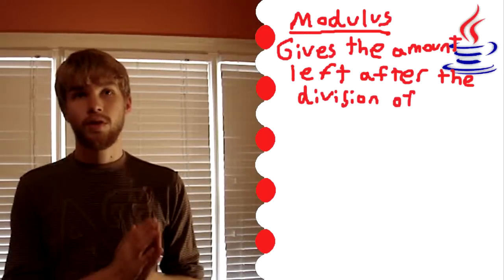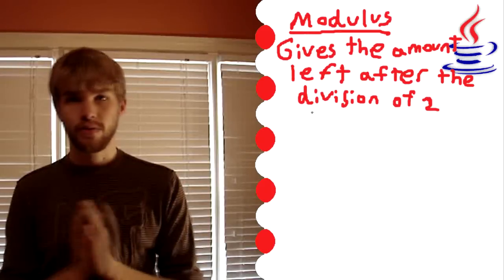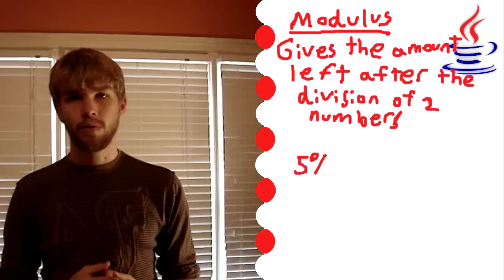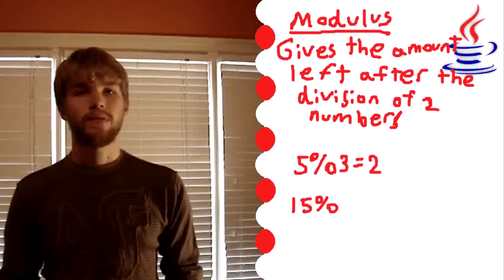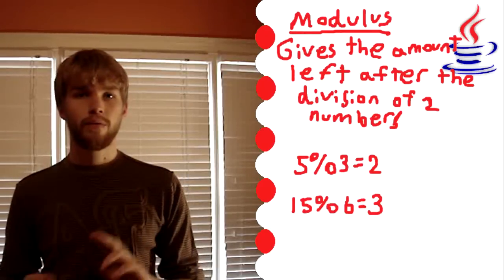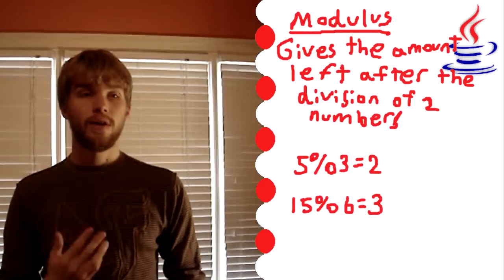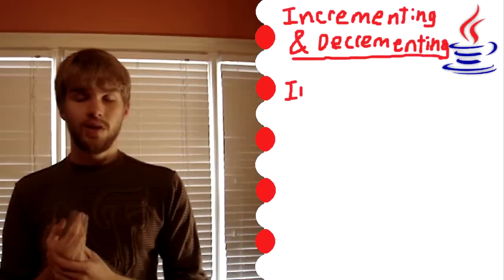So for instance, if you take 5 modulus 3, you get 2, because if you divide 5 by 3, 3 will go into 5 once, and then there's 2 left over. Take 15 modulus 6. 6 will go into 15 twice, and then there's 3 left over, so 15 modulus 6 is 3. So that's how modulus works.